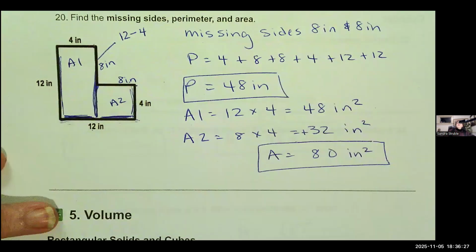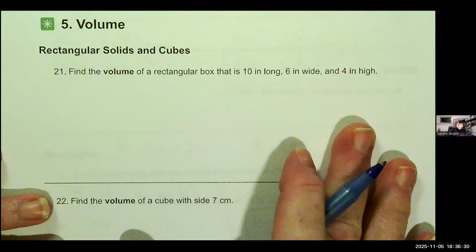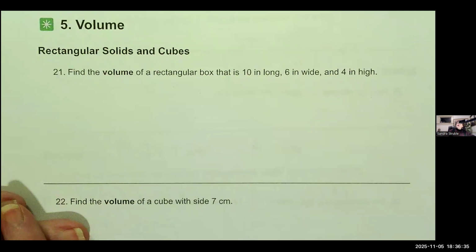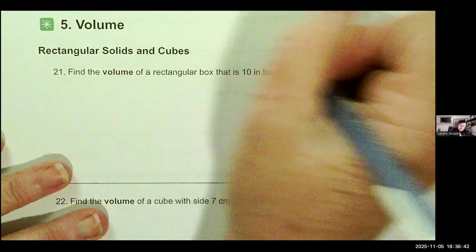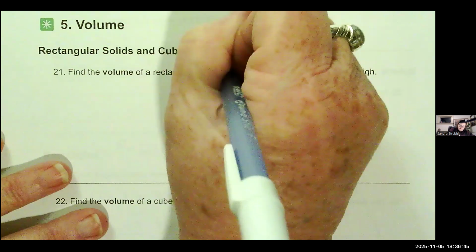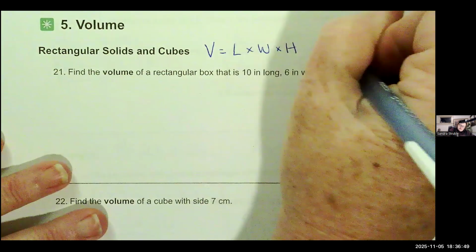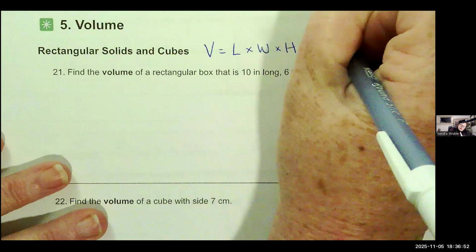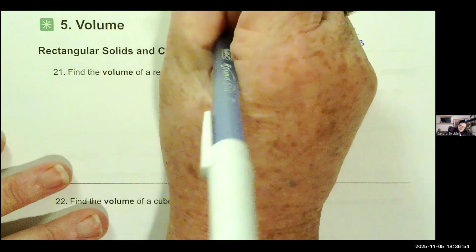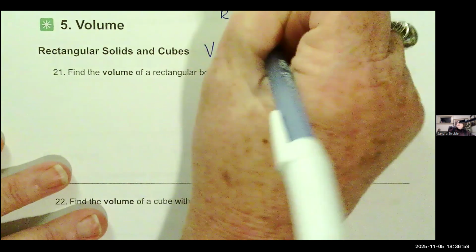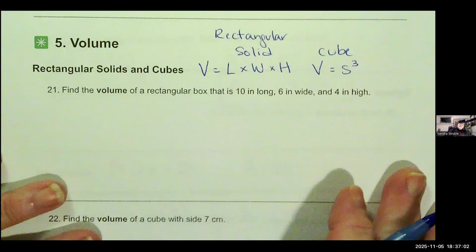Looking at volume. Okay, rectangular solids and cubes. Find the volume of a rectangular box that is 10 inches long, 6 inches wide, and 4 inches high. Well, the volume for a rectangular box, if it's not a cube, is length times width times height. The volume for a cube is side cubed. So here's a cube, here's a rectangular solid. Okay, pause the video, attempt these two yourself, and then come back to see how you did.